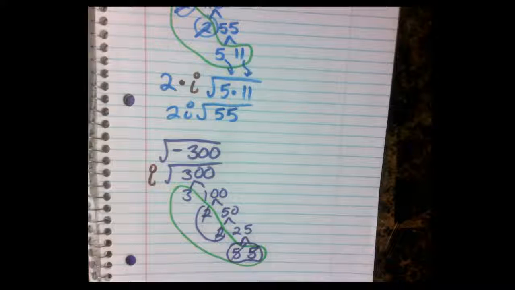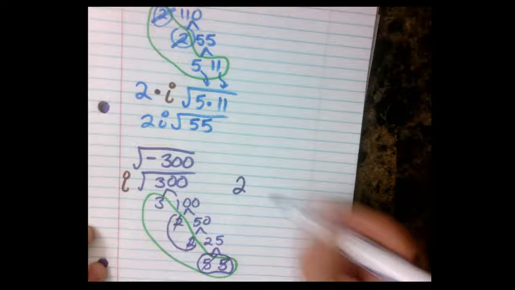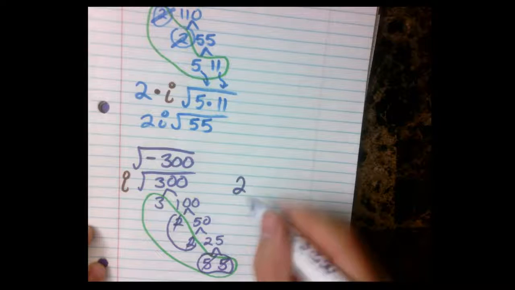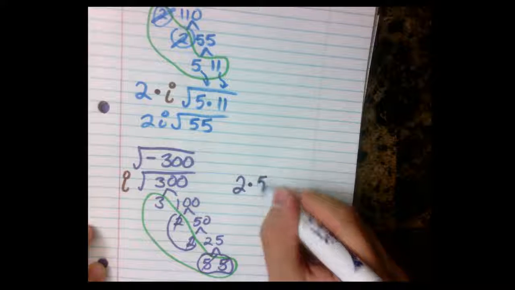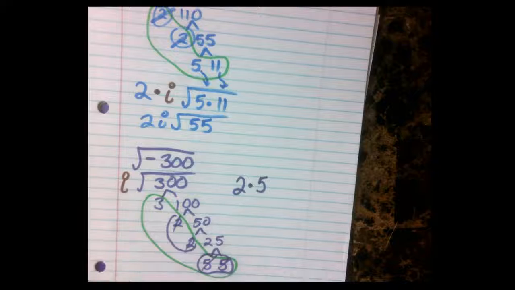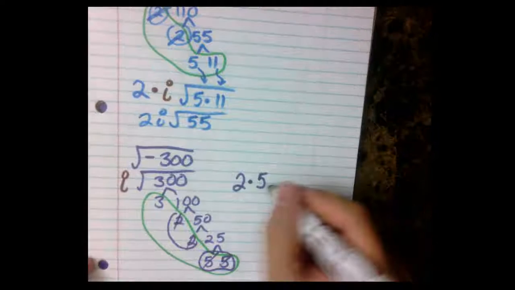So I told you, for every time you have a pair, you get to pull one of that number out. So we get to pull 1, 2 out. Alright, so 2. And then we have to pull 1, 5 out. 5. Don't forget you had your i already that you pulled out at the very beginning.